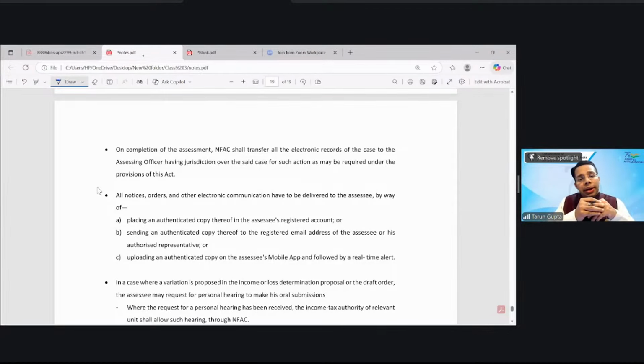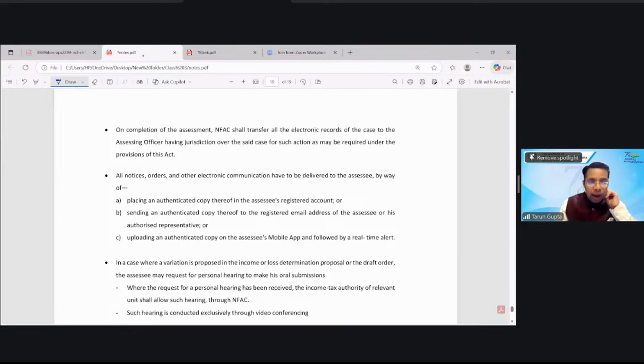Once the assessment is completed, all electronic records shall be transferred to the jurisdictional tax officer of the assessee. The file is maintained by the jurisdictional tax officer. There would not be a physical signature. All notices, orders, and submissions are signed digitally.